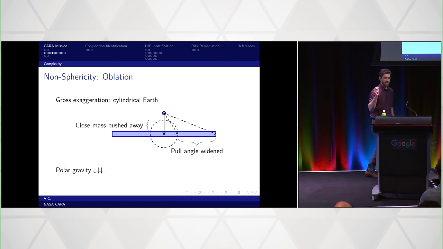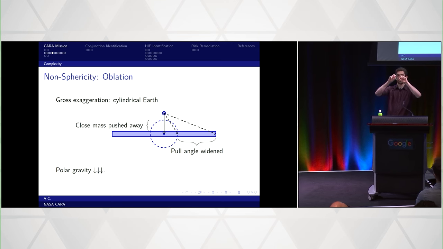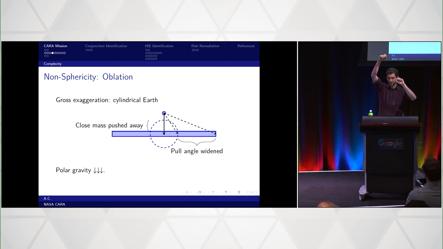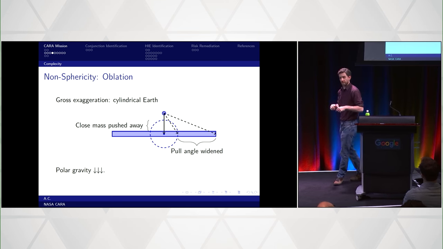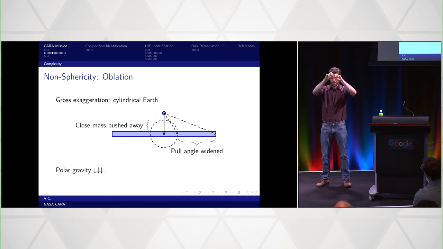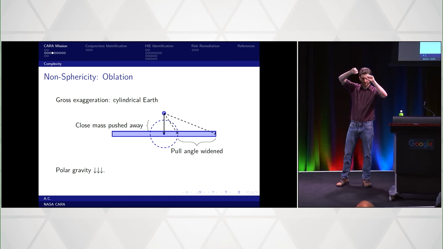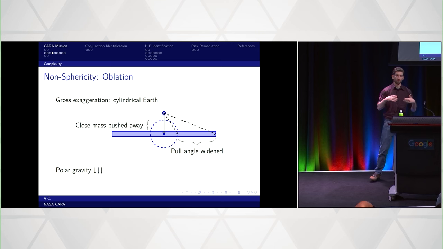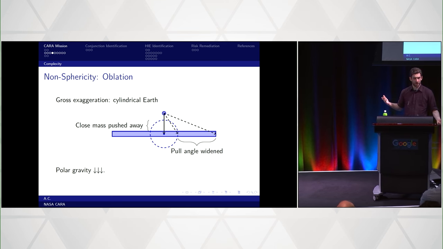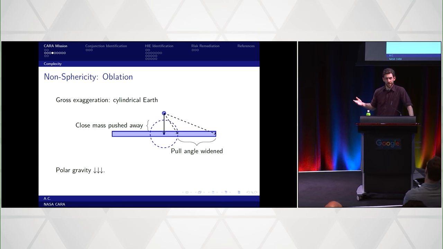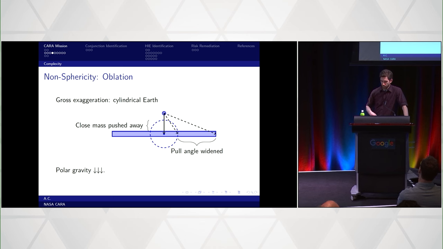And what we observe is that all of the mass which is moving out into the disk is strictly further away from our mass at the top. So that's one deterioration. And also, as we move it further away, the angle at which it's being pulled is widening and widening, and we're getting more and more cancellation. So polar gravity, once again, significantly decreased.